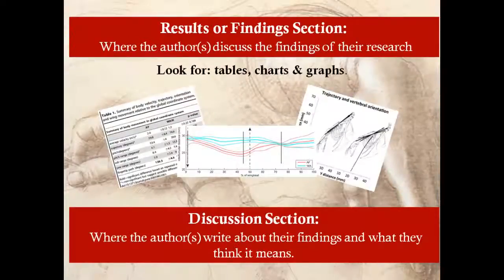The results or findings section in a scholarly article is where the authors talk about what they found in their research study. Research articles are full of data. Tables, graphs, and charts are good indicators that this is a research article. And the discussion section is where the authors write about what they found and what they think it means. The authors may also draw some conclusions about the research and what significance it has in this section. This section will also tell you what some of the issues were with the research or using a specific population for a research study.